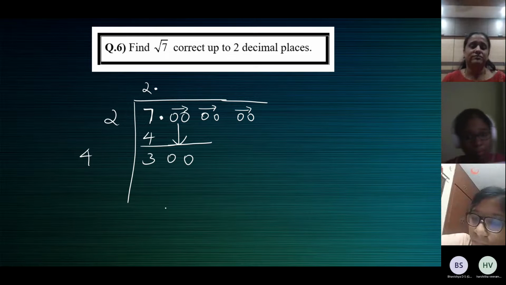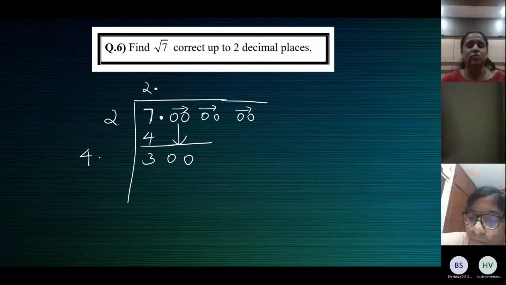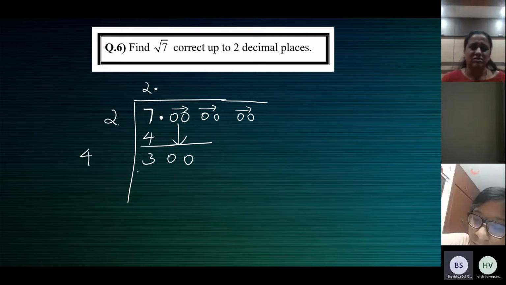Is this understood? Yes, ma'am. Double the quotient. 2 twos are 4. Now it's the usual procedure. Same thing. Ma'am, what do we do? You multiply 46 into 6, ma'am.